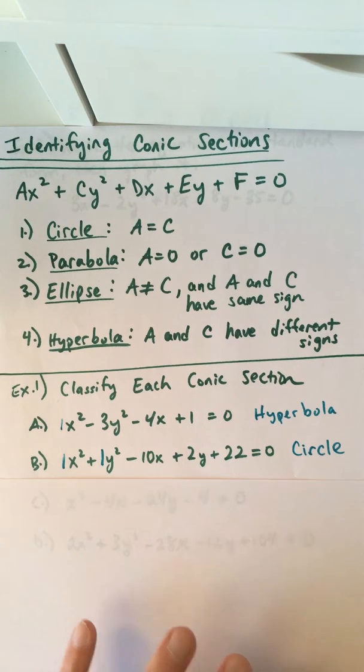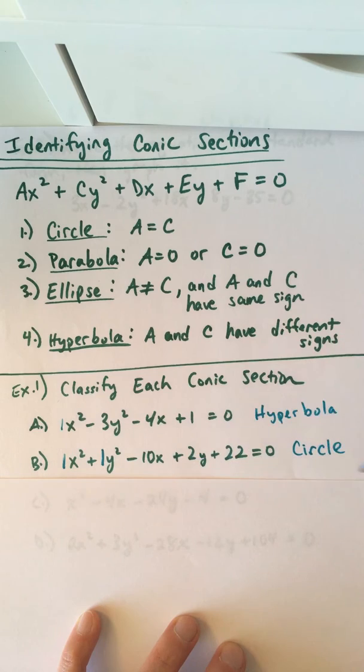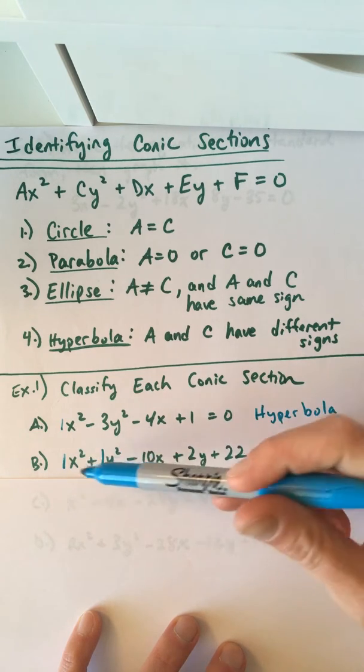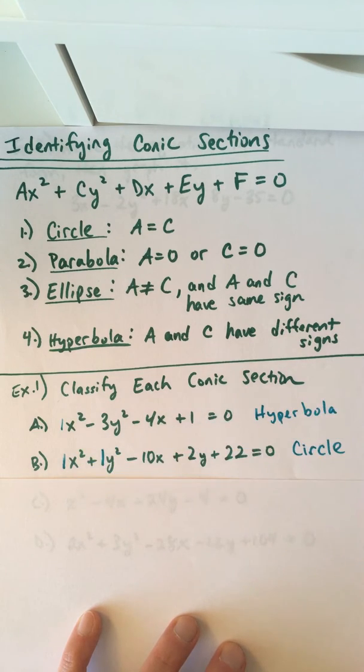That first video cut off, I'm gonna jump right back in. We're identifying conic sections, and this one we know is a circle because the coefficients on the x squared and the y squared term are the same.